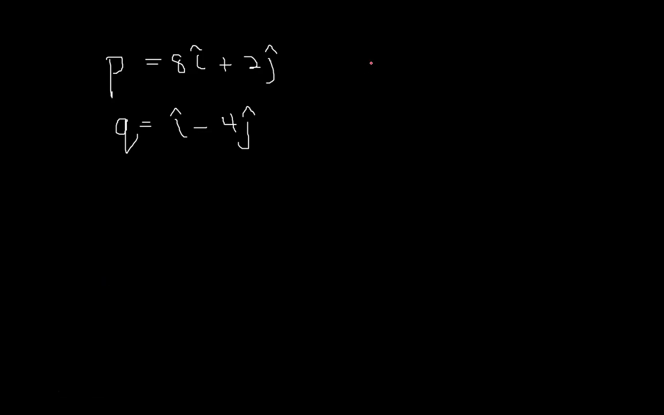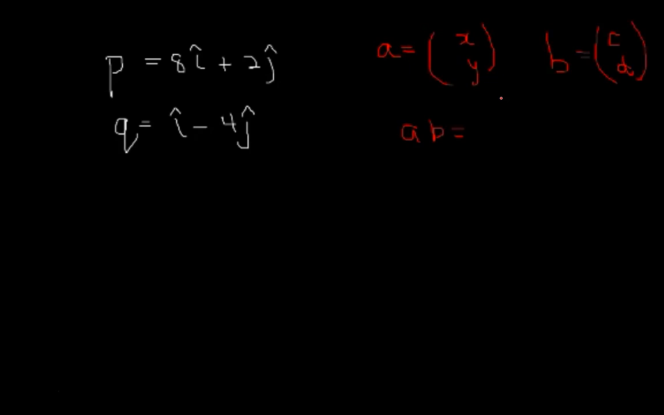So we know from our formula that, if I'm given two vectors, A and B, which is what I had on the PowerPoint, the dot product A dot B is just the product of the X components, the numbers on top, so X times C, plus the product of the Y components, the numbers on the bottom, Y times D. That's what I have on the PowerPoint, right? Our two vectors in this case are P and Q.